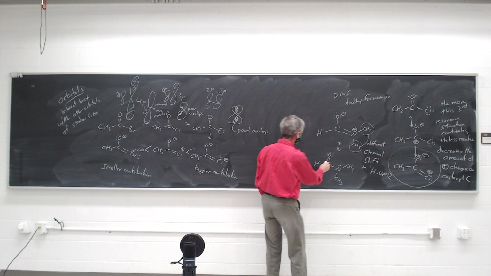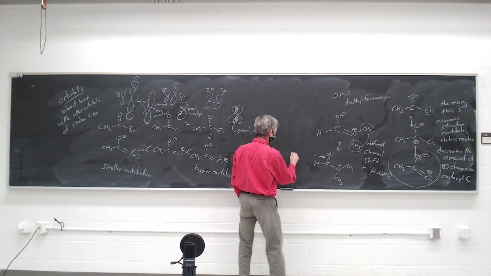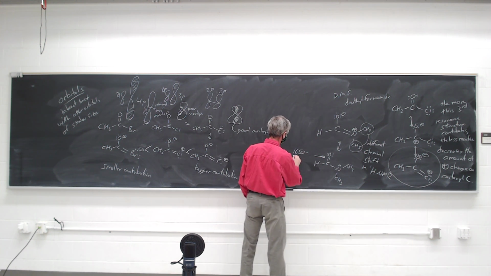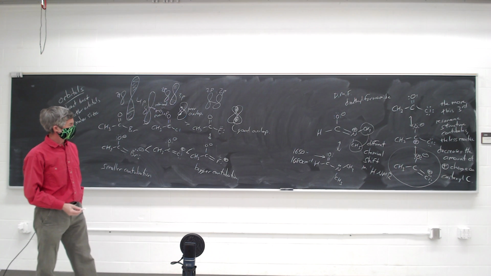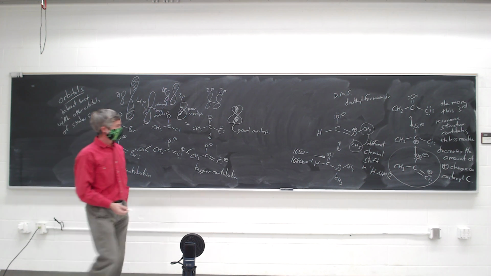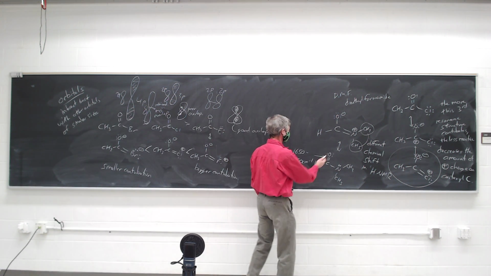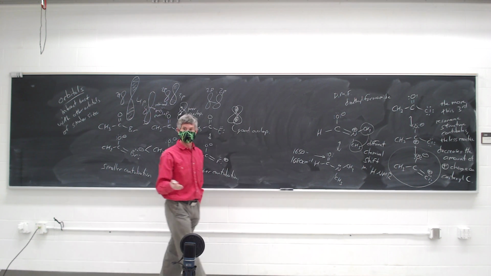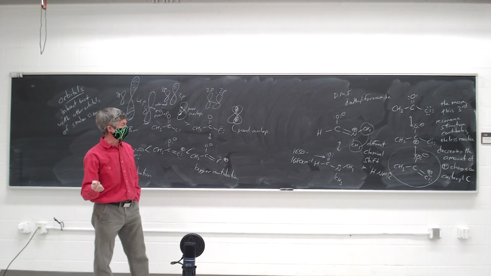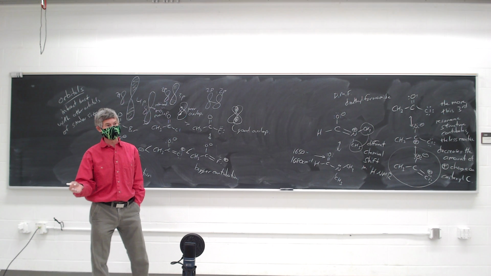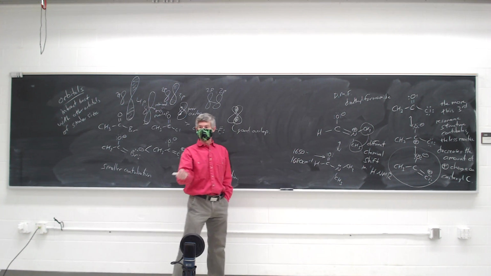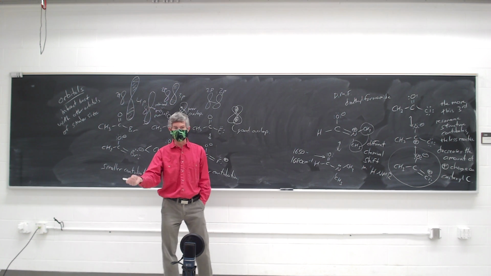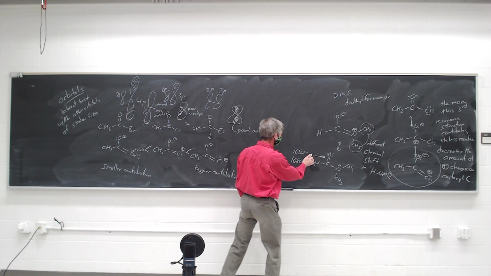And the other thing is, in the IR, you see a reduced wave number, 1650 to 1680 for the amide carbon-oxygen double bond stretch, whereas the ester carbon-oxygen double bond stretch is about 1735, 1750. The carbonyl group of the aldehyde and the ketone is about 1710, 1720. So this is a weaker bond.